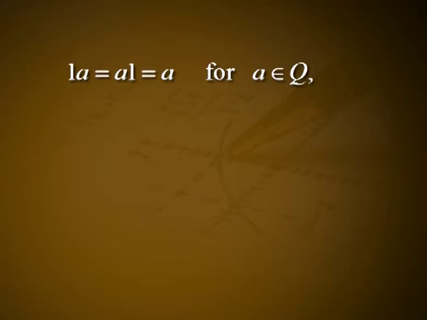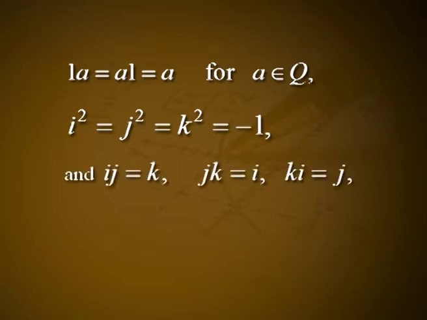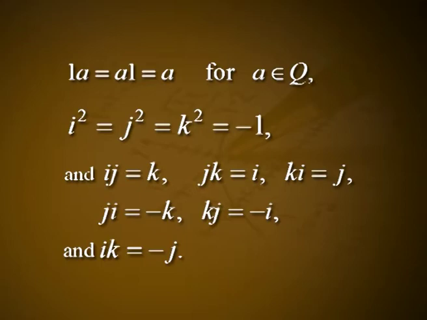To define multiplication on Q, we start by defining 1 into a equal to a into 1 equal to a for a belonging to Q. We also define i square equal to j square equal to k square equal to minus 1, and i into j equal to k, j into k equal to i, k into i equal to j, j into i equal to minus k, k into j equal to minus i and i into k equal to minus j.